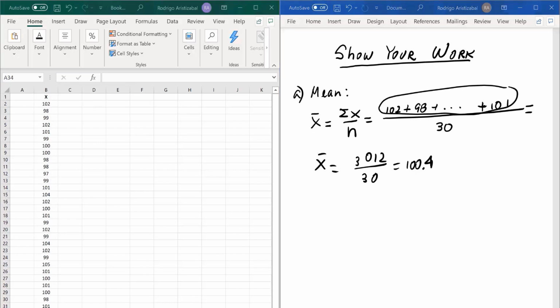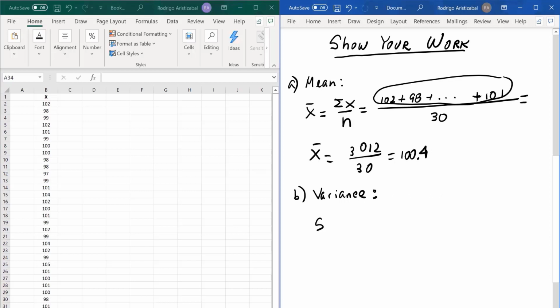Let's obtain now the variance. The formula of the variance is this one. We need to obtain the deviation of each value with respect to the mean, square all of the deviations, sum all of the squared deviations and divide by n minus 1, because this is sample data. You need to split this formula. My first value is 102 and the mean is 100.4. We need to square this deviation.